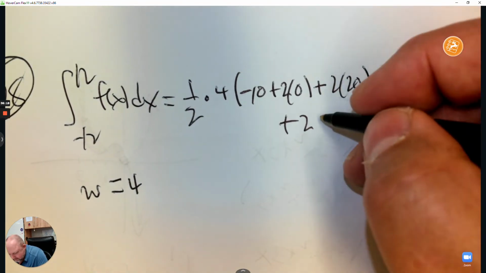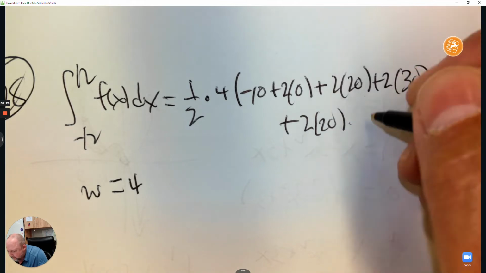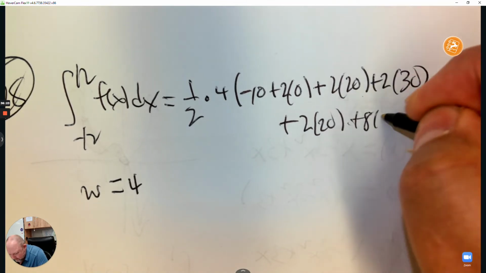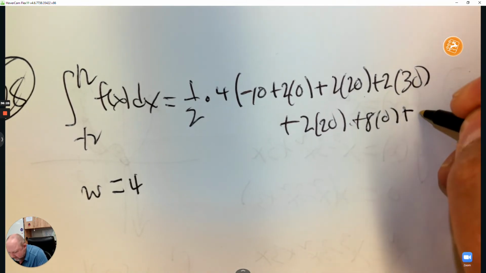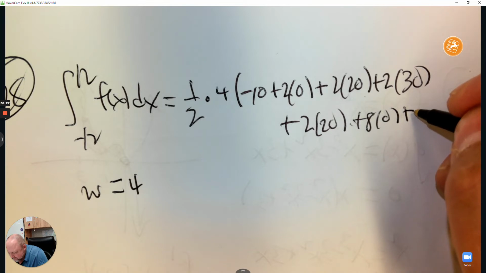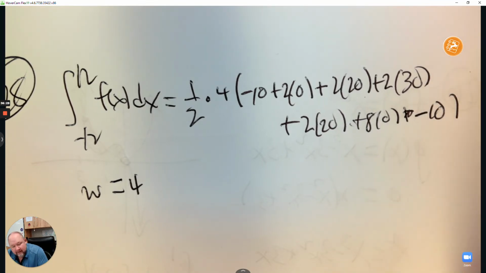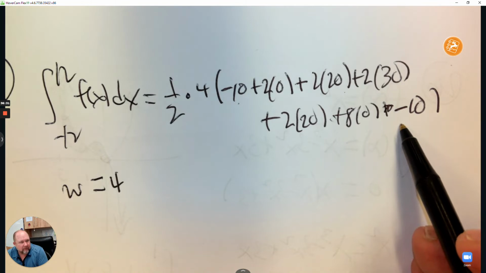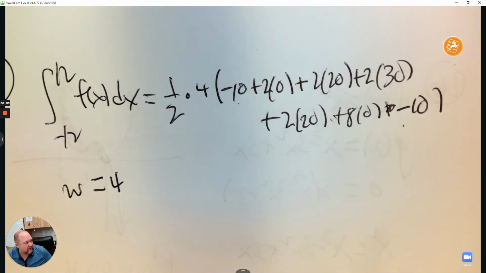At 4, the height is 20. I'm just looking off the graph. At 8, again, the height is 0. And then at 12, the height is negative 10. Notice the first height and the last height I don't double. And then I just plug in what the heights are that I see off the graph.